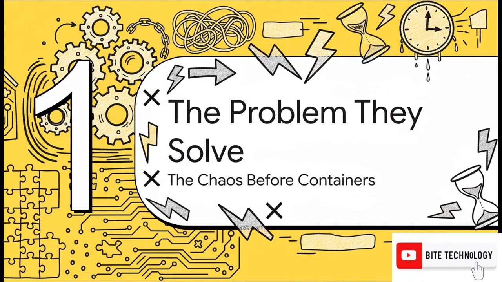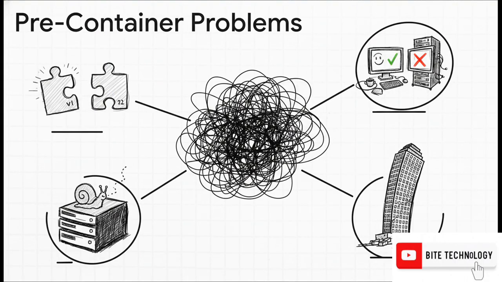So to really appreciate the genius behind containers, we have to travel back in time a little bit. We need to understand the world before they existed. And let me tell you, it was a world filled with chaos, weird inconsistencies, and just painfully slow processes. And you know, what's funny is how all these problems were connected. It was a domino effect.